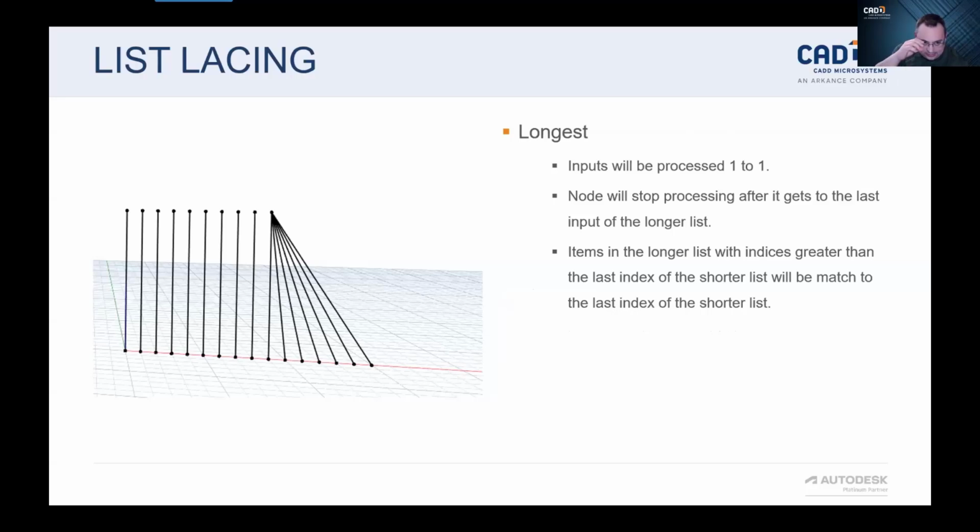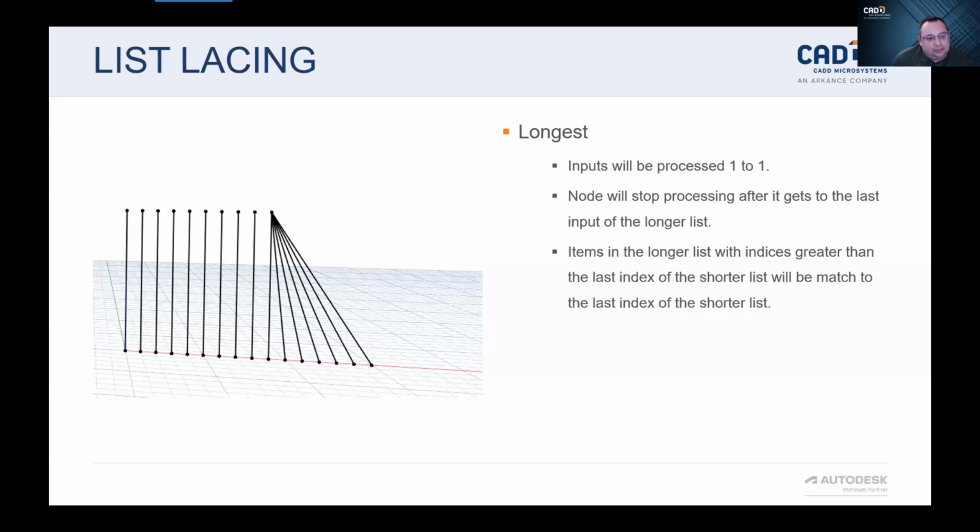The next one is longest. It does the same thing, except once it runs out on the shorter list, it just processes all the extra to the last one. I'll be honest, I don't find a need for longest all that often. It does have some cases where it's useful.